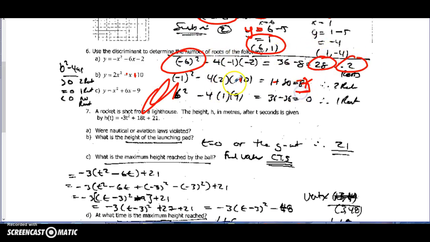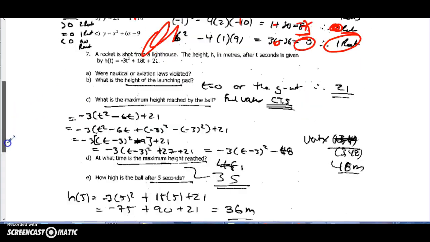Here, I get a negative value. If I change that to a plus 10, I get a negative value, so I have no roots. Because if the discriminant is greater than 0, you have 2 roots. Equal to 0, 1 root. Less than 0, no roots. And the last one here, it equals 0. It's 36 minus 36, and I have 1 root.